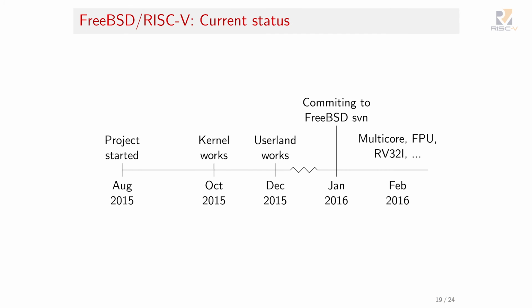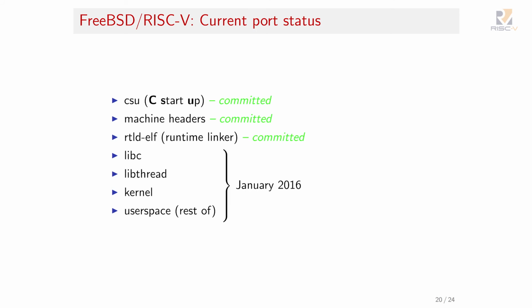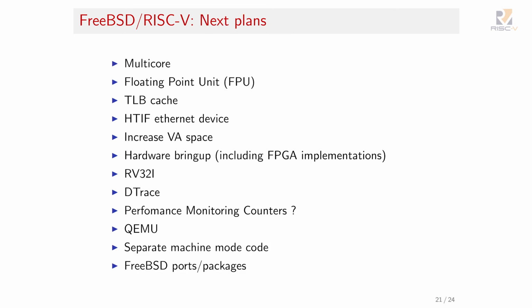We started in August last year, and we got the kernel working in just 2 months, and user space took another month. We're now committing support to the FreeBSD main repository, and we have lots of interesting plans for next year. We already committed C startup code, machine headers, about 60 files, and we committed the runtime linker. We plan to commit, in a few weeks, the rest of user space, the kernel, and libc.